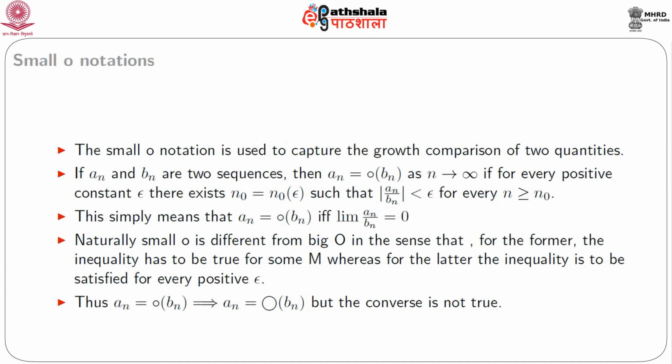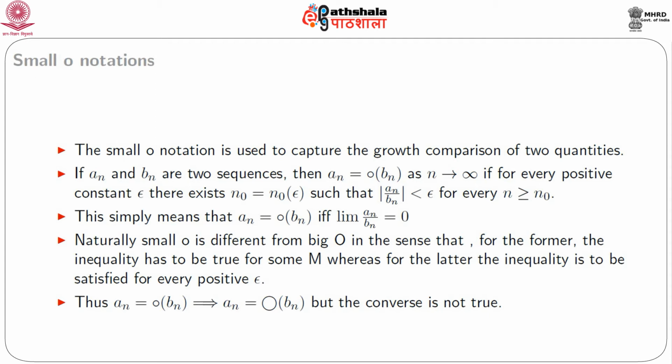So, next we shall define another notation which is known as small o notation. The small o notation is used to capture the growth comparison of two quantities. If a_n and b_n are two sequences, then a_n equal to small o of b_n as n tends to infinity if for every positive constant epsilon there exists some n naught depending on epsilon such that absolute value of a_n by b_n is less than epsilon whenever n exceeds n naught. This simply means that a_n equal to small o of b_n if and only if the limit of a_n by b_n equals 0.